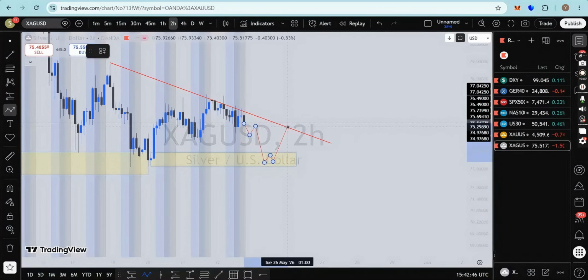I might buy back into the trend line. And if I see a trend break, then we get a retest. Oh, we're buying. I'll be buying onto the zone.